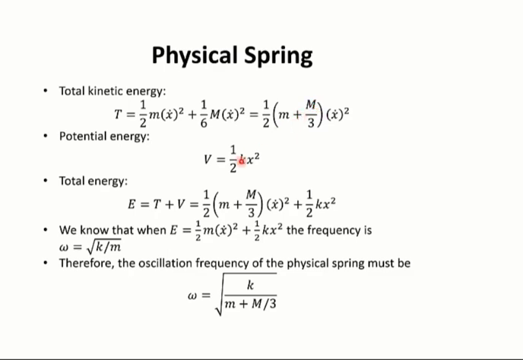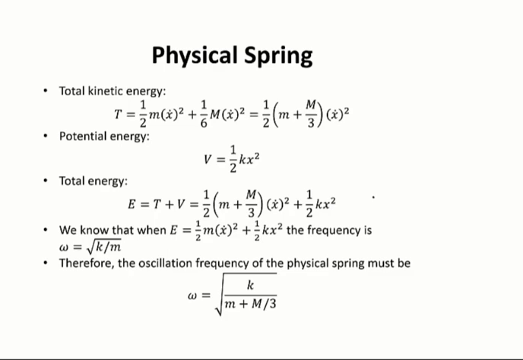What about the potential energy? Well, the potential energy is actually the same. It is half k x squared, which again, you can say that it follows from Hooke's law, okay? Now, the total energy will be the sum of this kinetic energy plus this potential energy. So we have this as the total energy of this physical spring.